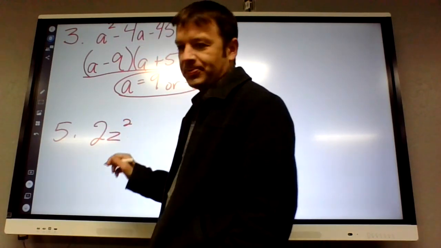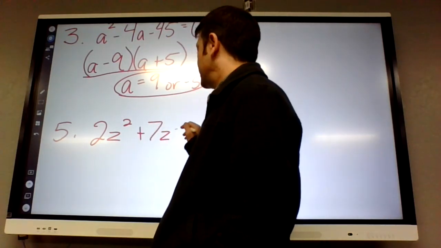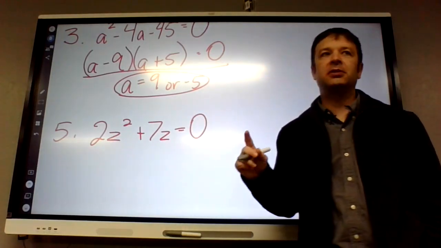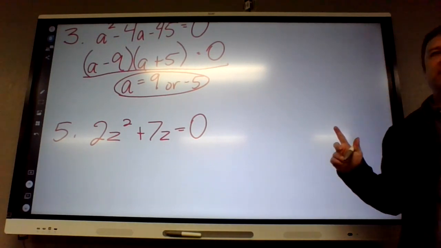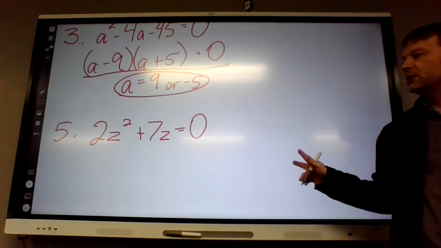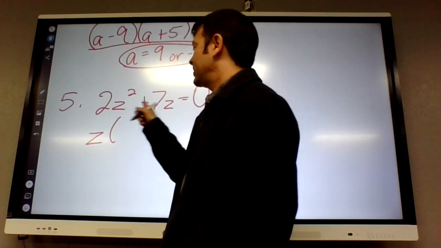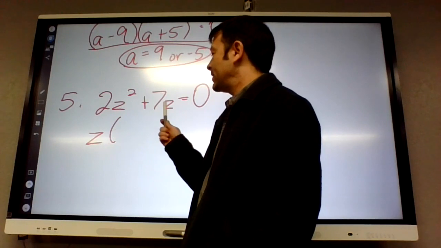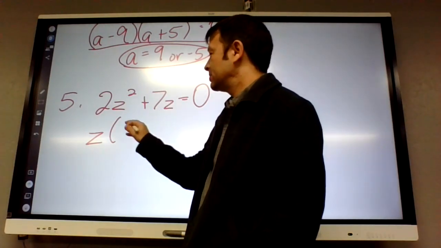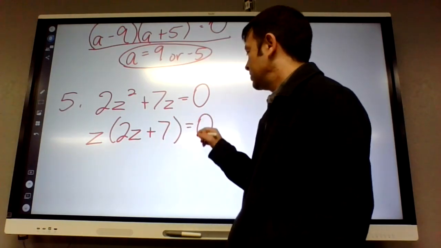This one might get us because it does not look like the worksheet. It's not 3-term factoring, right? So do you remember the other kinds of factoring? What's the first kind of factoring? Take stuff out. Is there anything that we can take out on these two? A Z. Is that it? Can't take out a 2. So yeah, it is. I was just checking. But what's left after I take a Z out of these? 2Z plus 7.